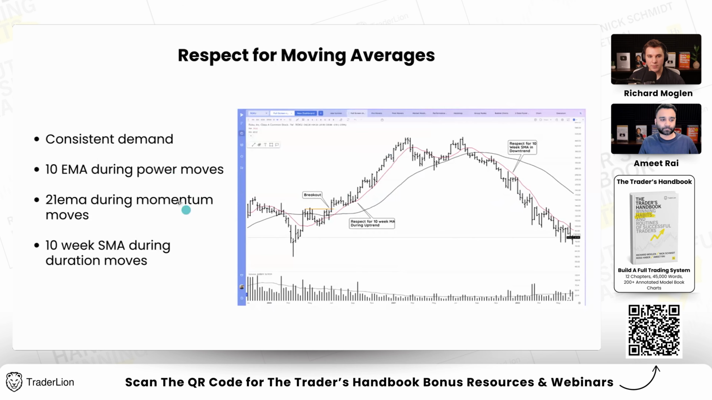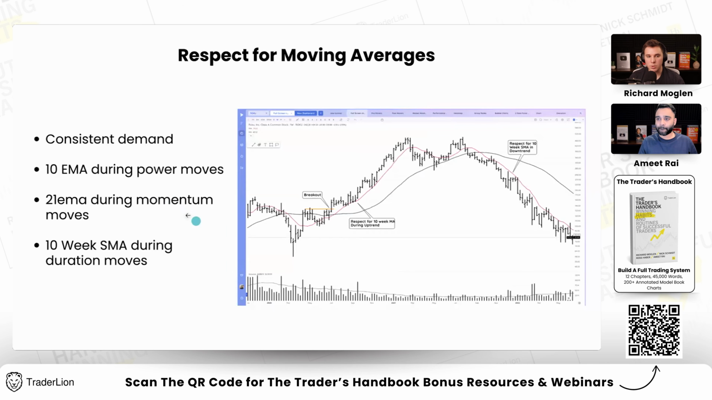And here's kind of a good rule of thumb. I saw somebody ask, what moving averages to use. I like to look for 10 EMAs during power moves, basically right after gap ups or right after breakouts, the strong breakouts. The really powerful ones. Look for respect for the 10 EMA after those.